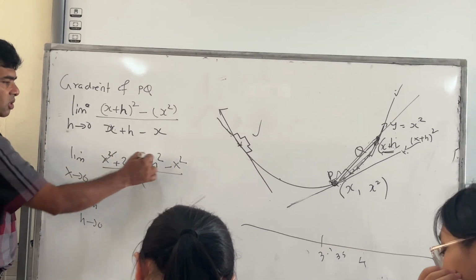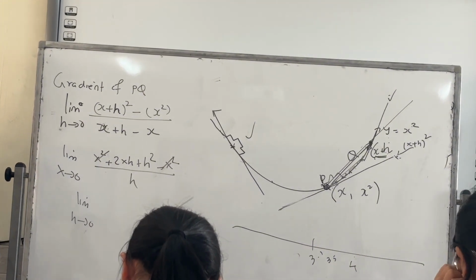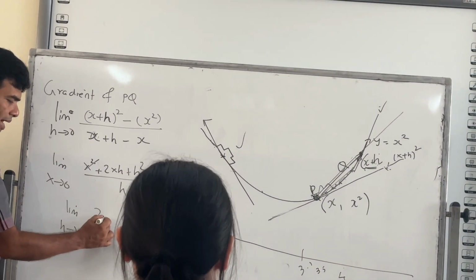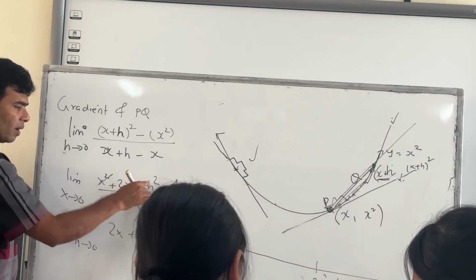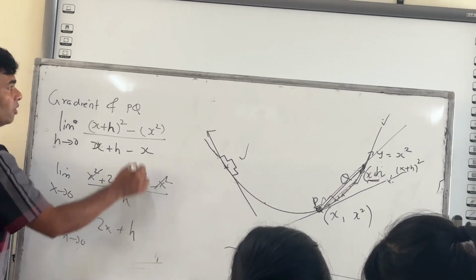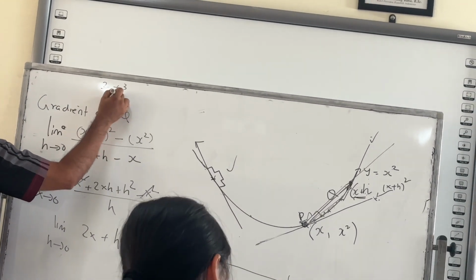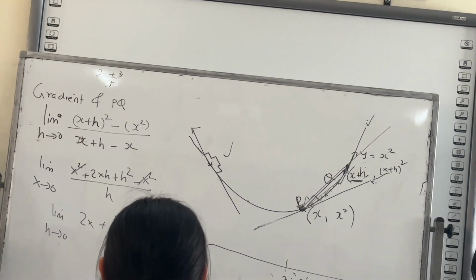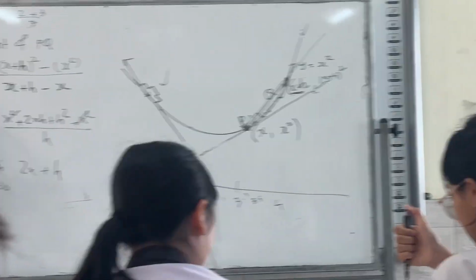Can you cut this? x square minus x square becomes 0, right? And what is 2xh divided by h? 2x. Plus, what is h square divided by h? You know, like 2 plus 3 divided by 7, you can write 2 by 7 plus 3 by 7, correct? That is this by this, that is 2x. This by this, it is h.